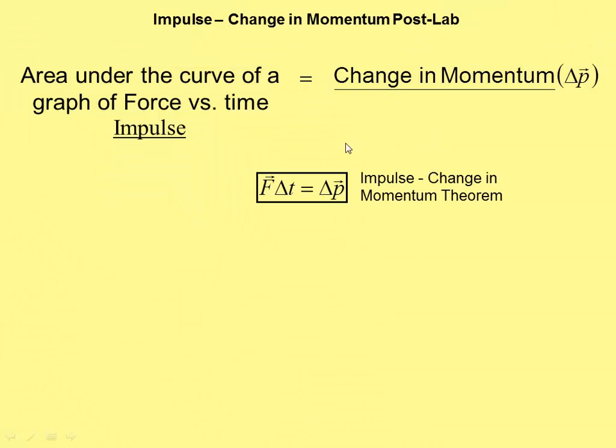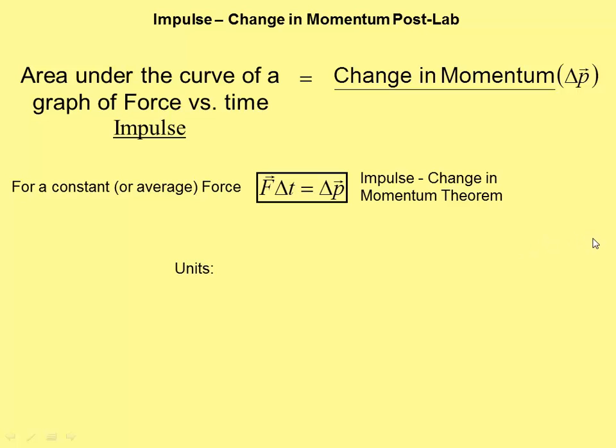Plugging that in, we then get a mathematical statement of the impulse change in momentum theorem, at least for constant or average forces, where the force times the time is equal to the change in momentum. And you'll see in the MOPs that we can think proportionally through this fairly simply because there's no squareds or square roots or fraction type stuff going on.